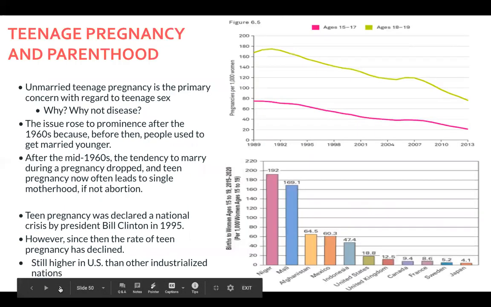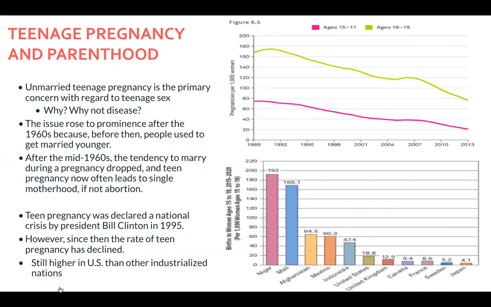So let's particularly talk about teen pregnancy here, because that is oftentimes the primary concern with regard to teenage sex. And that's because, for a lot of diseases, which I also will be talking about coming up, a lot of STIs are no longer lethal. Even the most lethal of the STIs, HIV/AIDS, is not as lethal as it was 30 years ago.